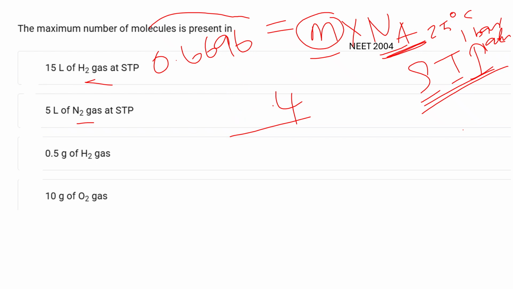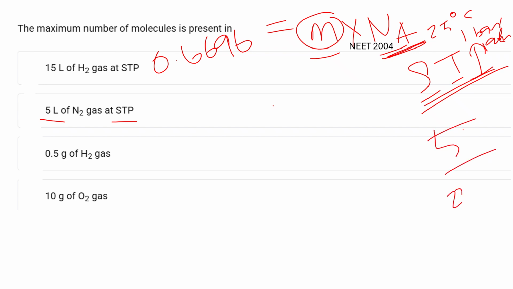In option A, the number of moles is 0.6696. Likewise, do the same for option B. It is 5 liter at STP, which means 5 divided by 22.4. I am taking the ratio between 5 and 22.4 liters so that I find how many moles of nitrogen gas there are. 5 divided by 22.4 is 0.2232.